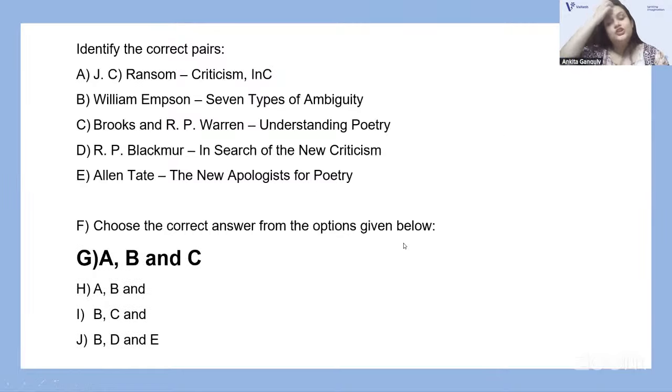A, B, C. Ransom wrote Criticism, Inc. Seven Types of Ambiguity was written by William Empson and it was published in 1930. And Brooks and R.P. Warren had written Understanding Poetry. So ABC is correct. Got it?